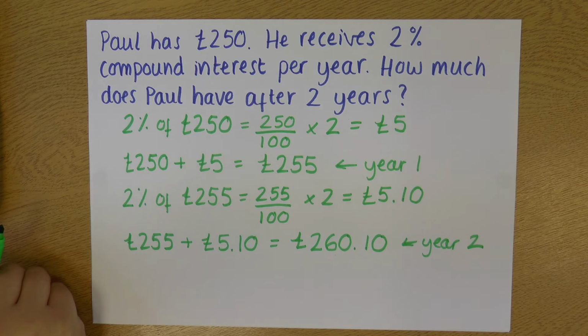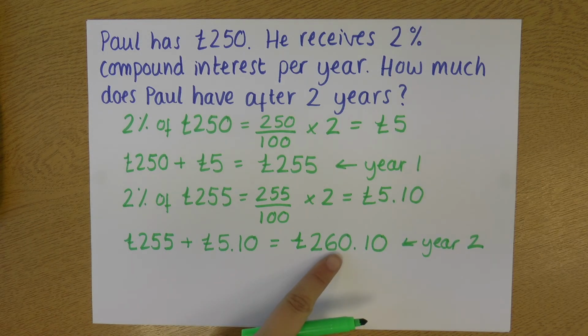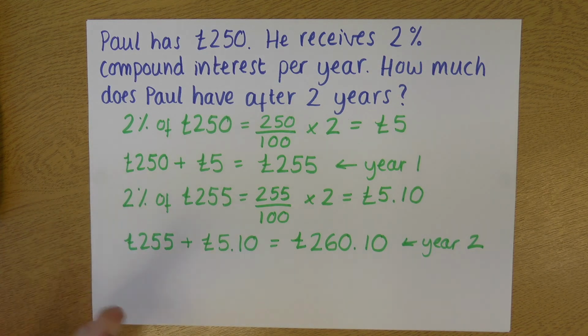For every further year the question asks for, we would do exactly the same thing. So if we were being asked how much he has after 3 years, I would find 2% of this amount and then add it to this amount, like we did here, just another step the same.